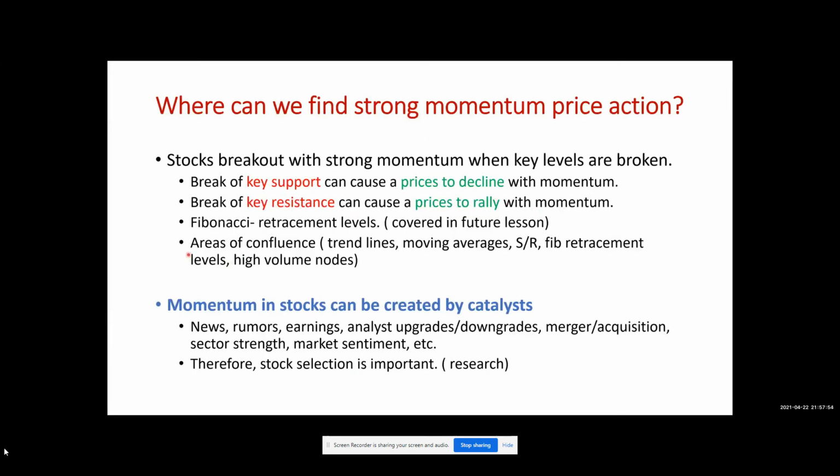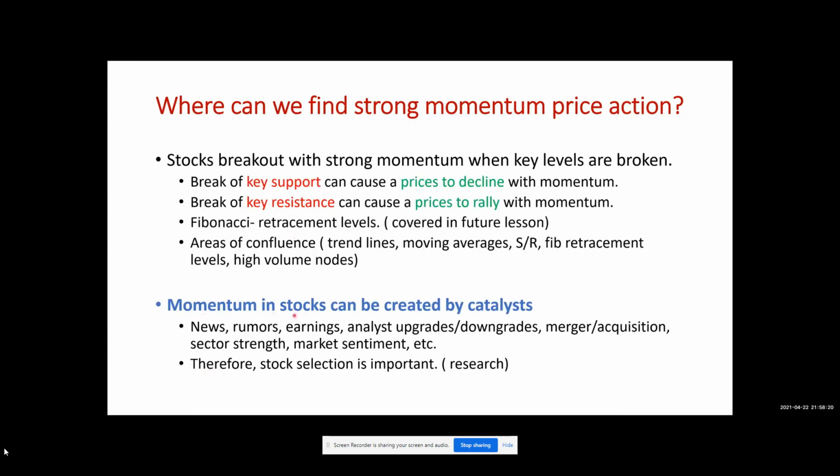I also mentioned areas of confluence. If you see multiple key areas intersect in one area in a chart, it can be trend lines, a moving average, a support or resistance level, a fib retracement level, or some kind of high volume node that is a key supply and demand area. Whatever it is, those are areas where a lot of buyers and sellers are going to be interested in trading the stock. That's where we're going to get good volume.